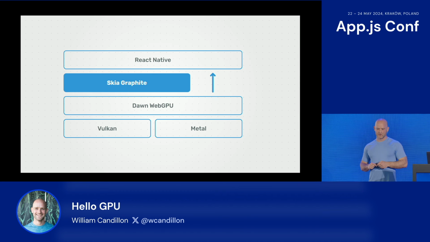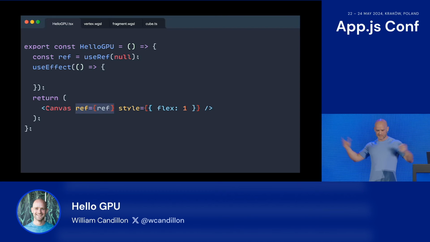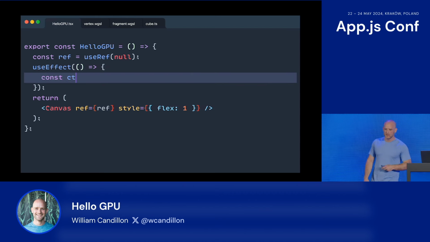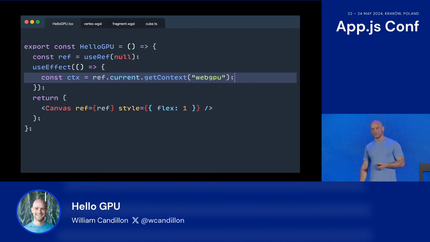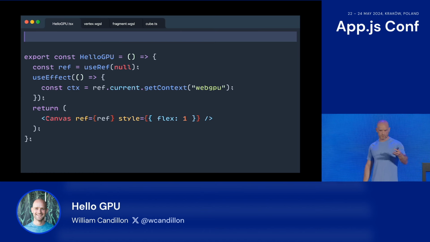Let's have a look at use case number 2. So this is the Canvas you know and love, but now there is a twist. You get the reference of the Canvas, and you can get a WebGPU context from it, the same way you would do on the web. And in fact, from there, you can just write WebGPU compliant code.